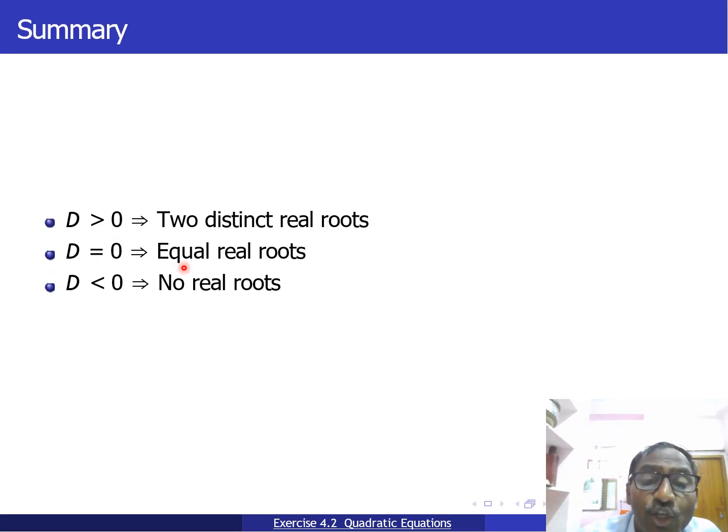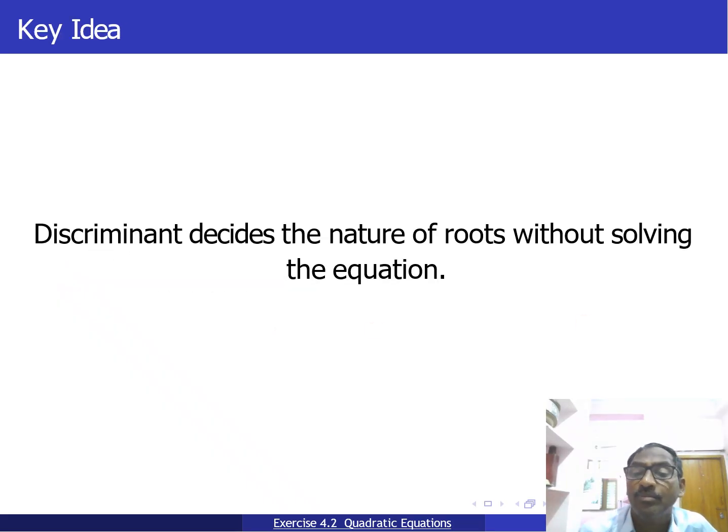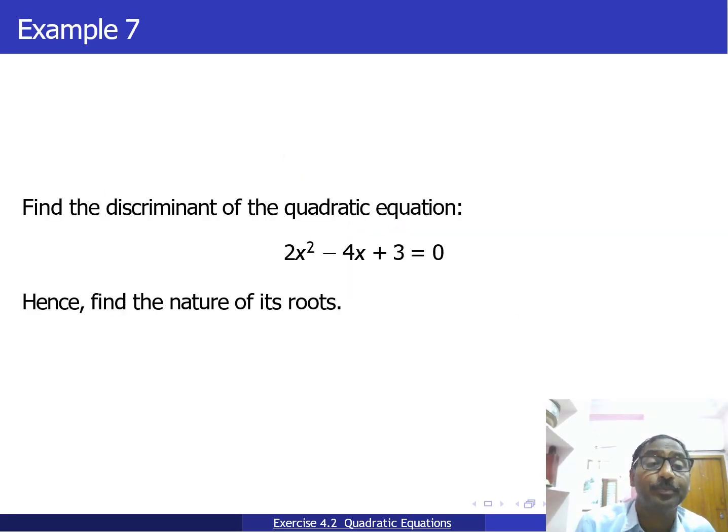So D greater than 0 implies two distinct real roots. D equal to 0 implies equal real roots. D less than 0 implies no real roots. Now the discriminant decides the nature of roots without solving the equation.